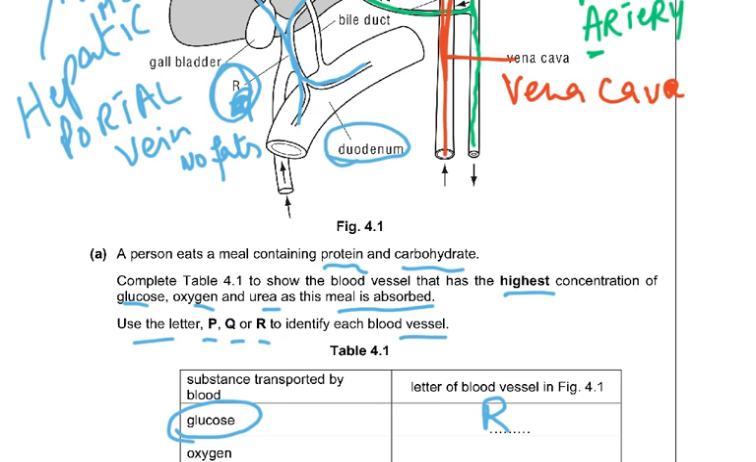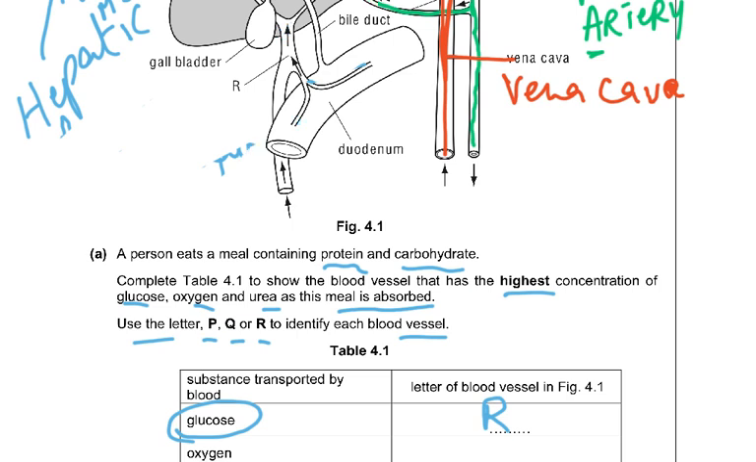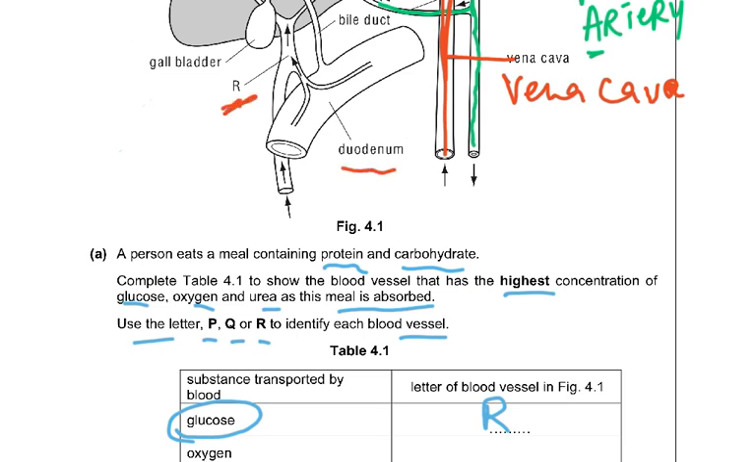Why R? What we have to understand is that R is the hepatic portal vein, which is connecting the small intestine to the liver. So as you've eaten maybe a sandwich, or roti, or rice, or potatoes, which is carbohydrates, all that is first digested, and then absorbed as glucose into the blood and carried to the liver in the hepatic portal vein. So R is going to be rich in glucose.